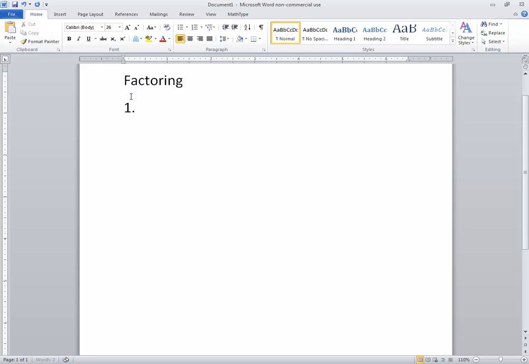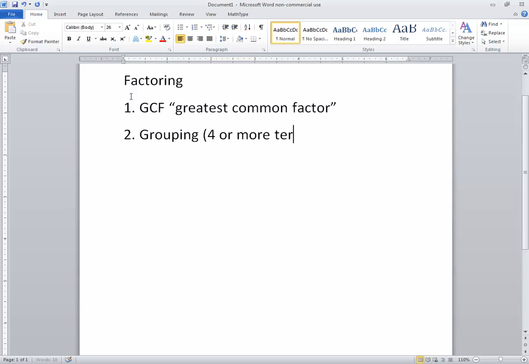Okay, our first one is GCF, and that's our greatest common factor. You always try to do that method. Number 2 is grouping, and this is when you have 4 or more terms. Our third one is PSD, and that's when you got the form x squared plus bx plus c.